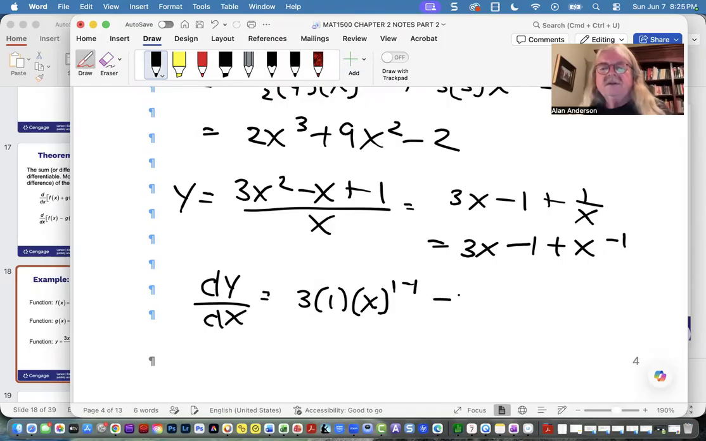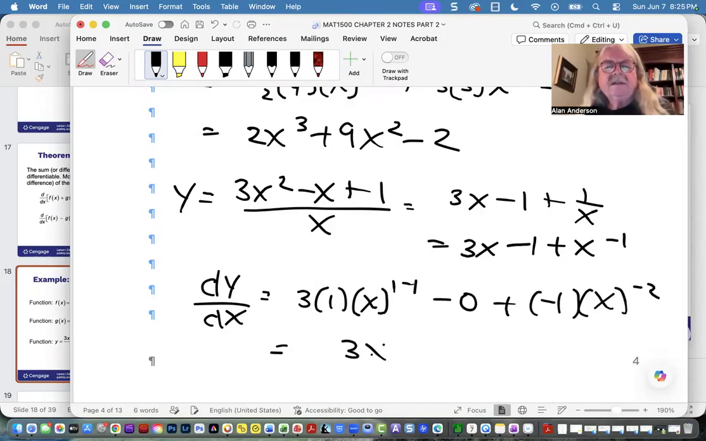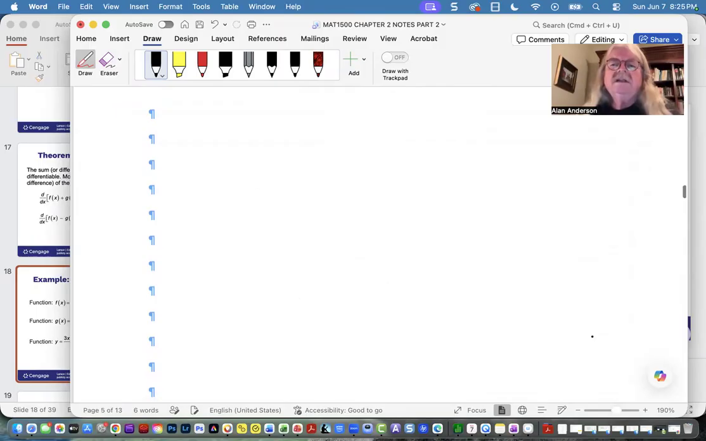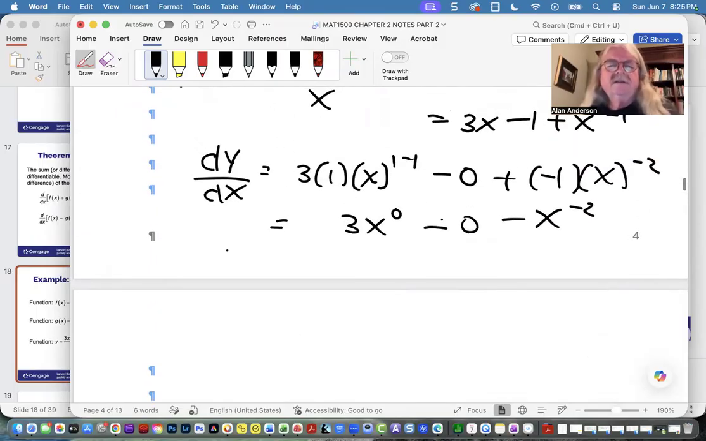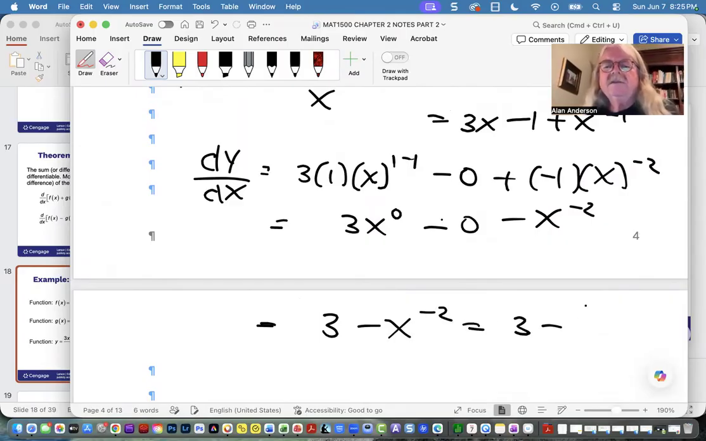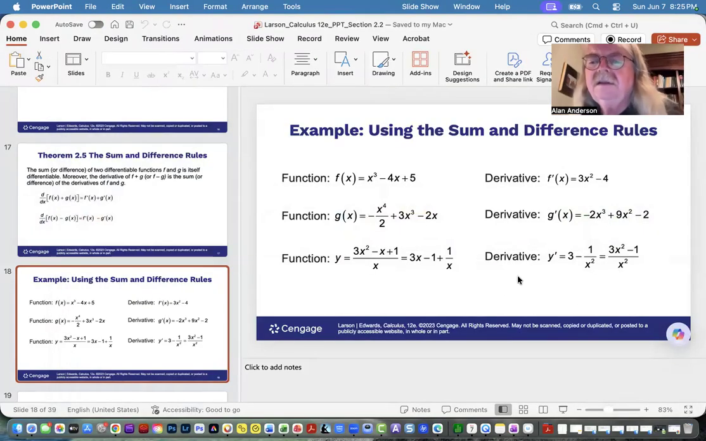Now, this one is just 0. So ultimately we end up with 3x to the 0. And that, of course, is just 1. So the final answer is 3 minus 1 over x squared.